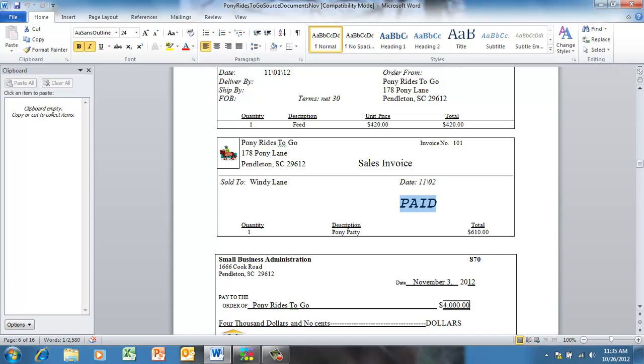What did we give up? Well, we had to haul the ponies there, and we had to do this pony party. We had to provide our services. We sold our services. And so we're going to use a revenue account called sales-pony parties. And that will be for $610. So I'll be debiting cash and crediting sales-pony parties.